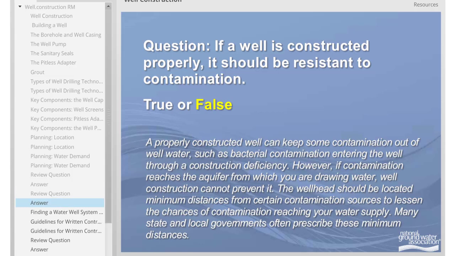The answer is false. A properly constructed well can keep some contamination out of the well water, such as bacterial contamination entering through a construction deficiency. However, if contamination reaches the aquifer from which you are drawing water, well construction cannot prevent it. The wellhead should be located minimum distances from certain contamination sources to lessen the chances of contamination reaching your water supply. Many state and local governments often prescribe these minimum distances.